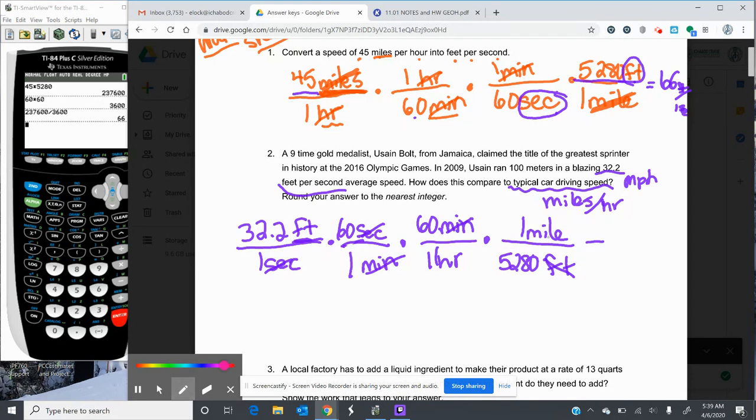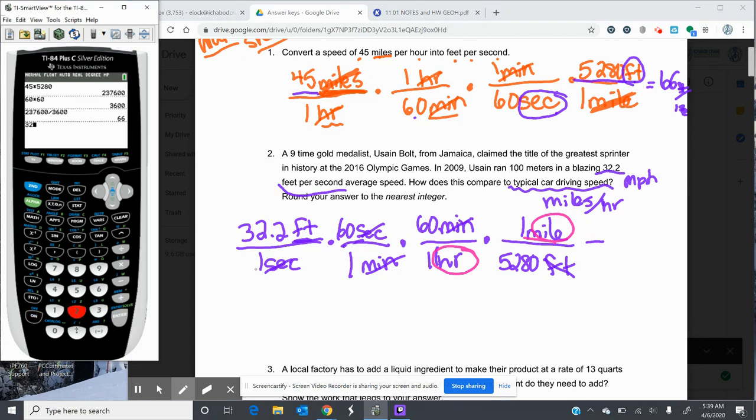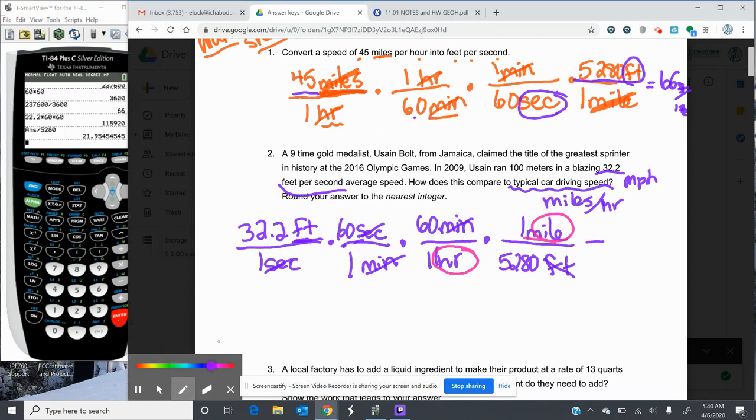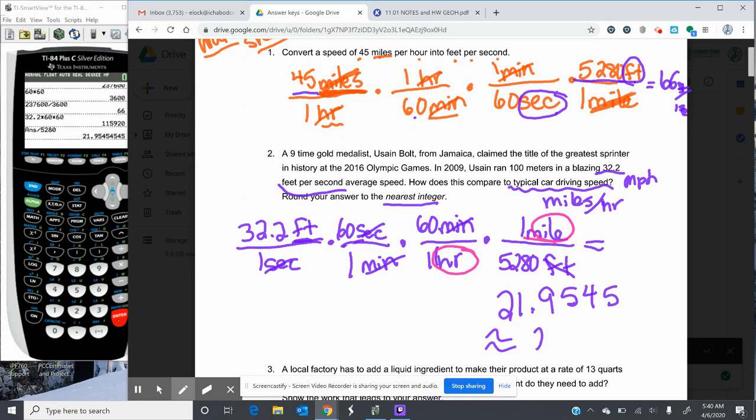So in the numerator, we have miles over hours. Multiplying throughout, we have 32.2 times 60 times 60 across our numerator times 1. And in our denominator, we just have 1 times 1 times 1 times 5280. So we're going to divide that top answer, 115,920, divided by 5280, and we get 21.9545. Here it's saying to the nearest integer, so that's approximately 22 miles per hour that he is running.